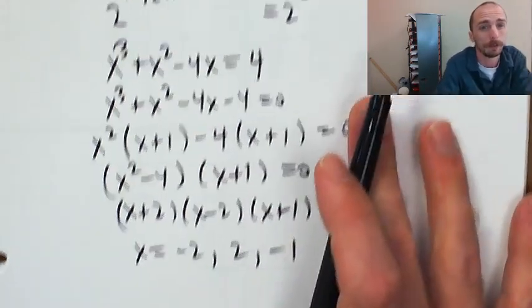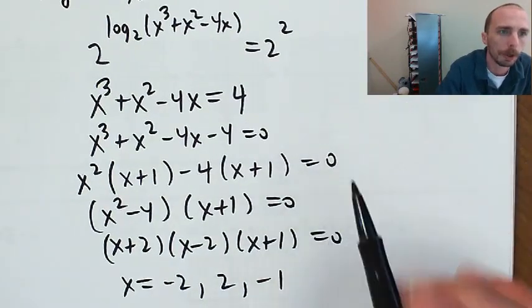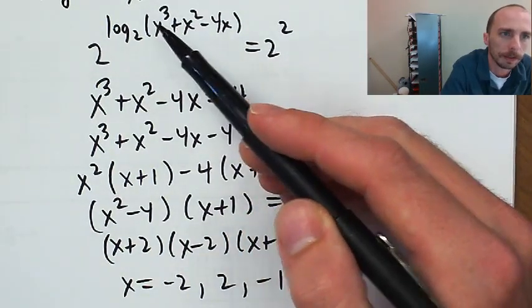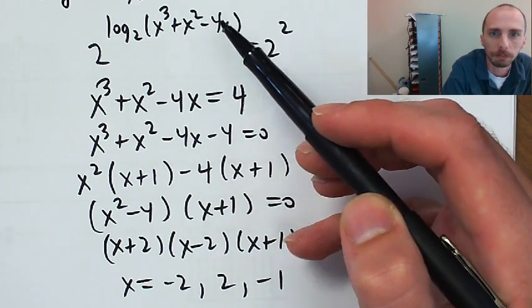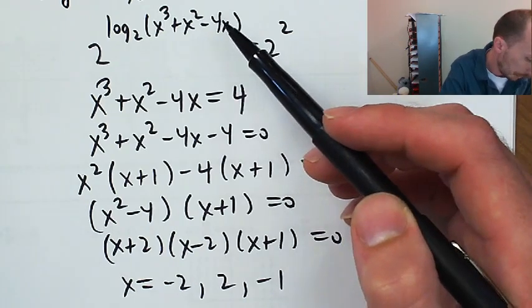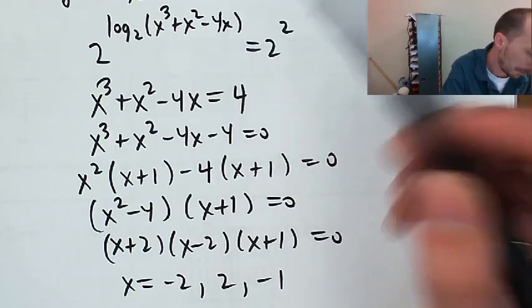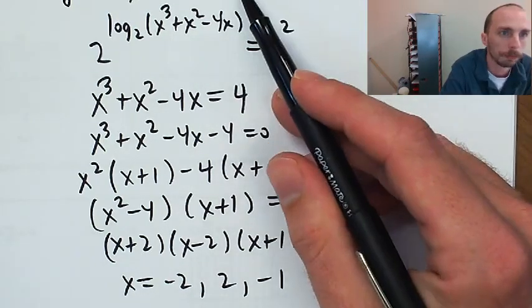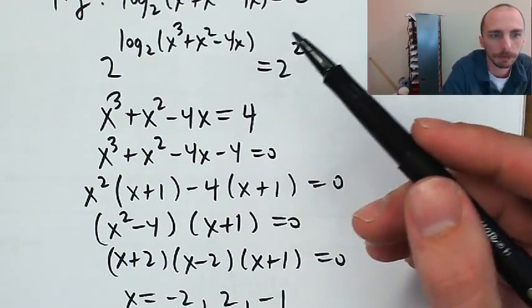But I need to check these, make sure that's not causing me to take the log of a negative number. So I'm going to plug in -2. I'll have -8 plus 4 plus 8. Okay, that's fine, right? I'm taking the log of a positive number. When x is 2, I've got 8 plus 4 is 12 minus 8 is 4. Okay, we're good. I probably should be pointing back at this one, but I can't fit them both in.